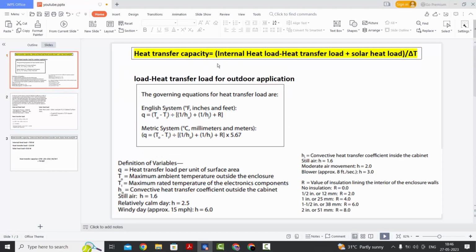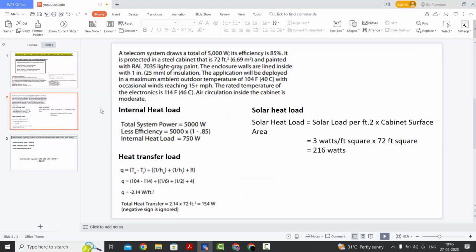So considering this formula, we will try to find out all the loads. First will be the internal heat load. As we all know, to find out the internal heat load, we get it from the manufacturer data sheet or we use the formula. To calculate the internal heat load, the formula is component power minus component efficiencies. In this problem, the total power is already given as 5000 watt and the efficiency is 85%. That means 15% will be the waste. So when we take 5000 common, 1 minus 0.85, we will get an internal heat load of 750 watt.